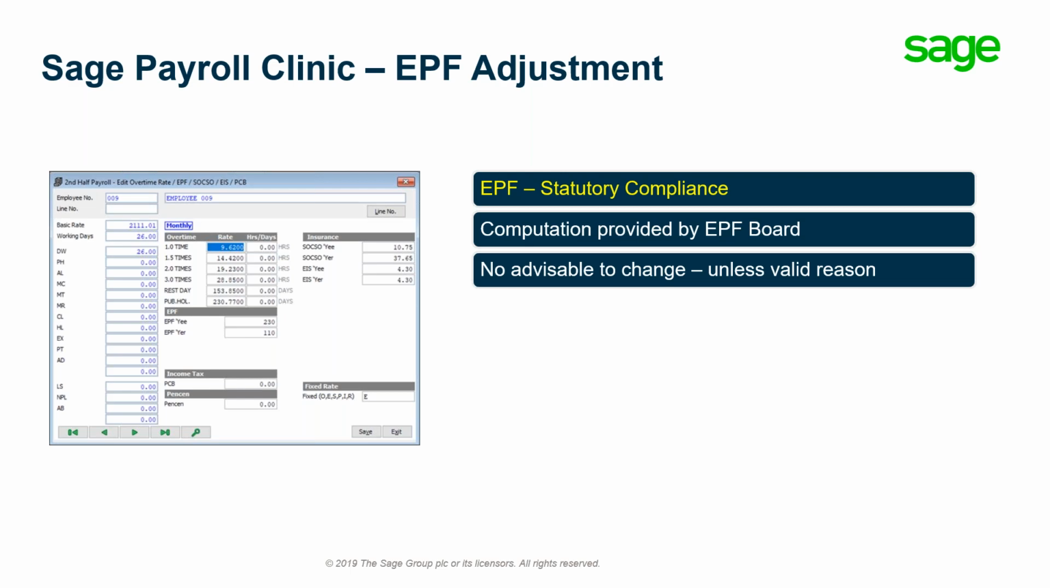The rule from the EPF board is very simple. I give you the formula, this is the amount. But if you choose to pay more, like voluntary, you can by all means do so. But at least the minimum you have to comply with the formulas.